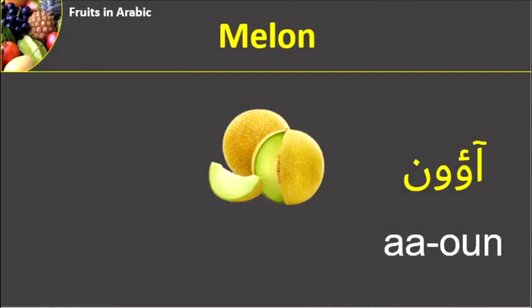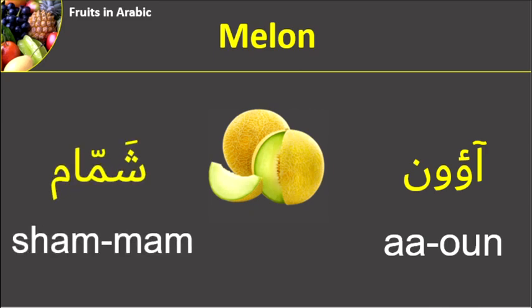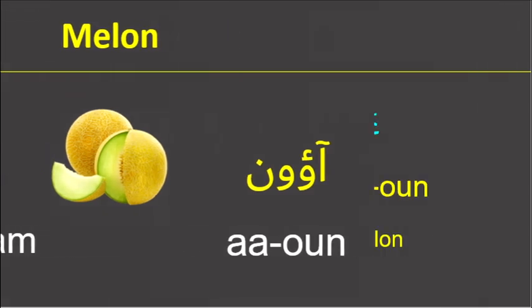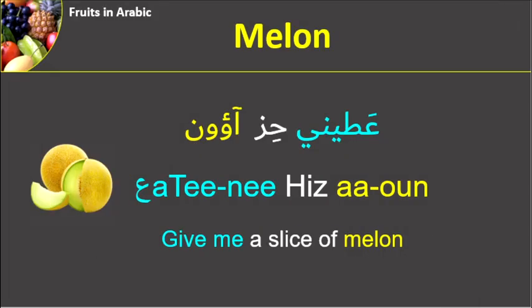Melon. We have 2 names, either أون or شمام. We will be using أون in a sentence. أعطيني حز أون. Give me a slice of melon. أعطيني حز أون.